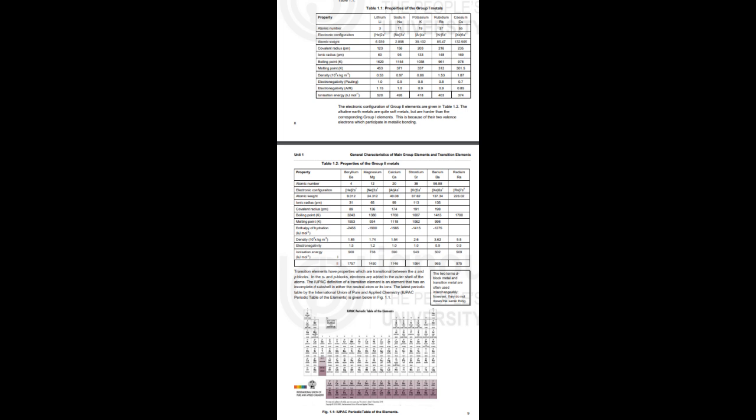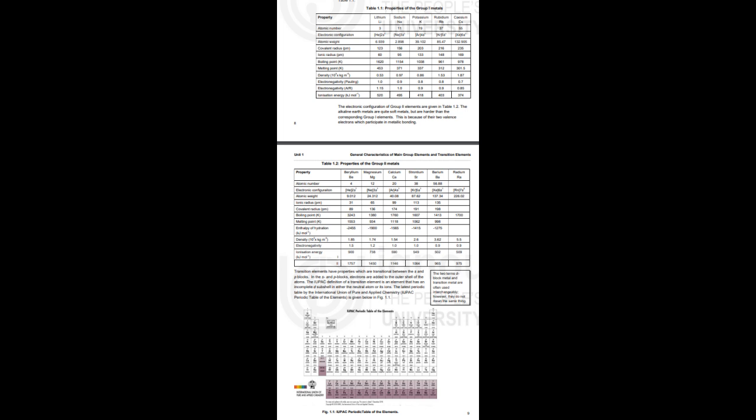Look at the screen. The two terms d block metal and transition metal are often used interchangeably. However, they do not mean the same thing. Transition elements have properties which are transitional between the s and p blocks. In the s and p blocks, electrons are added to the outer shell of the atoms.